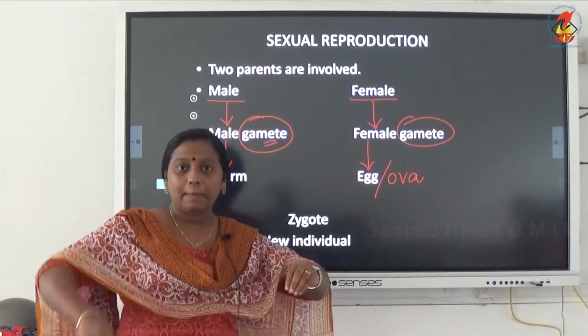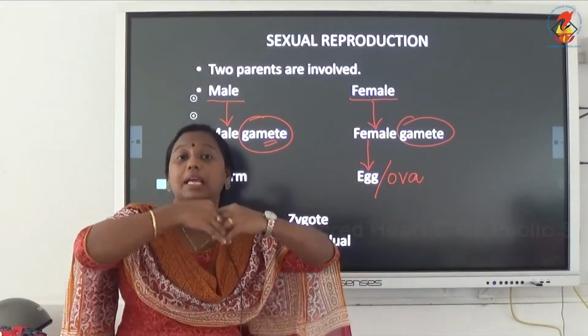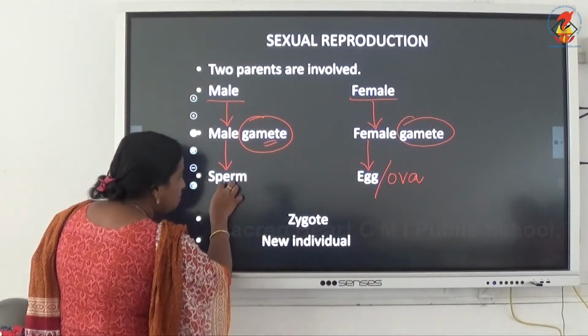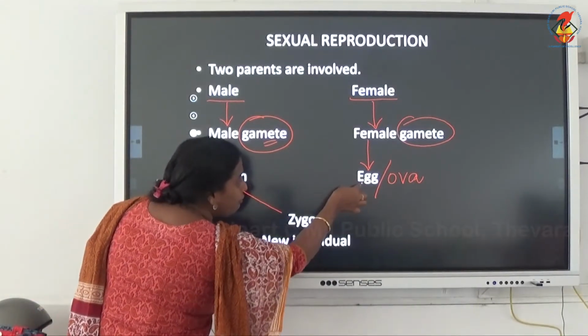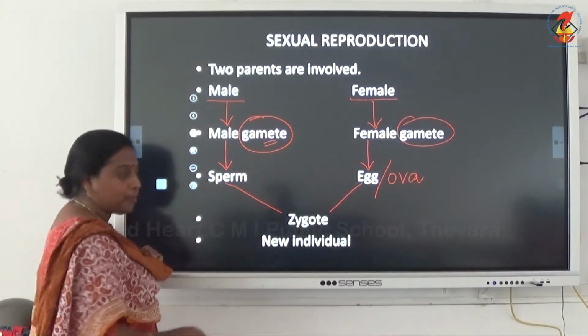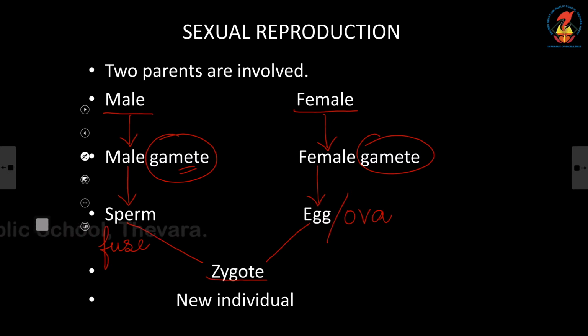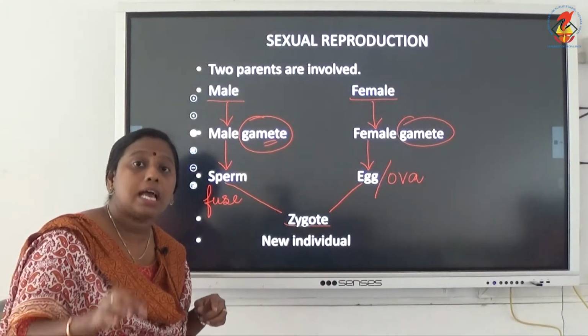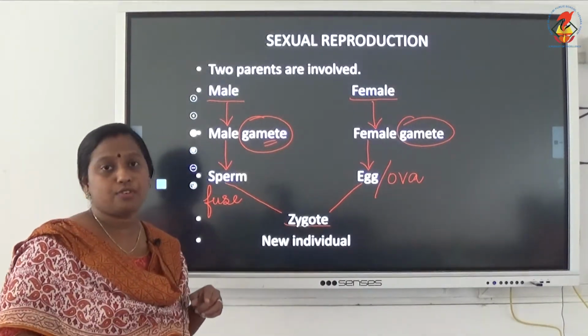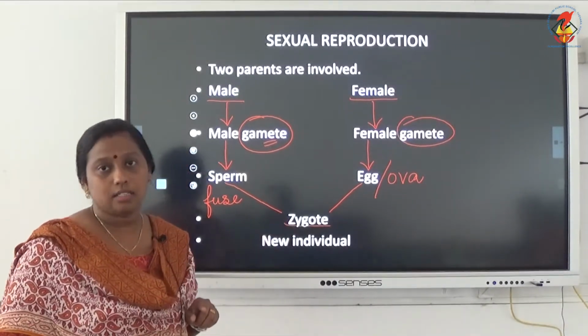Now, the male gamete will fuse with the female gamete. The sperm and egg will fuse together. During this process of fusion, a product or a new cell is produced. You call the product a zygote, or the new cell which is produced as a result of this fusion, you call it a zygote.